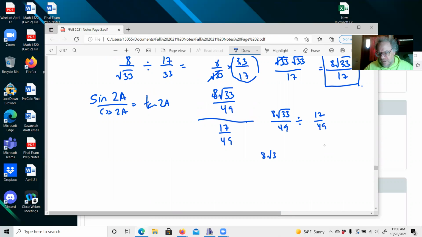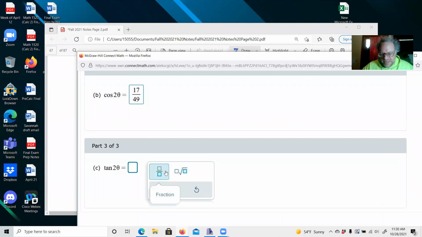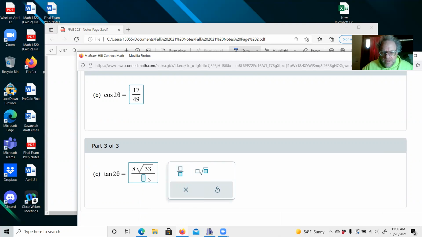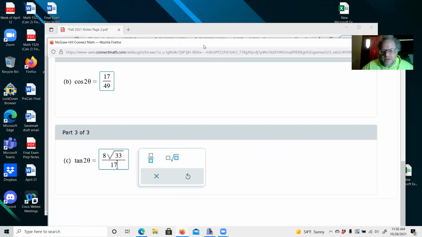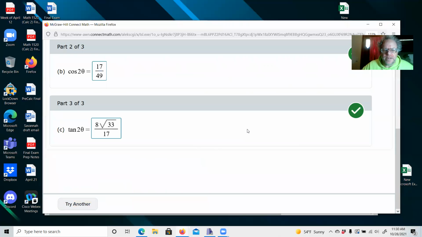So this is 8 root 33 over 49, times 49 over 17. Hey, would you look at that? Feel pretty comfortable that we got the right answer here. So this is going to be 8 root 33 over 17. Is that what we wrote down before? 8 root 33 over 17. All right, feels pretty good. Check your answer and call it a day.